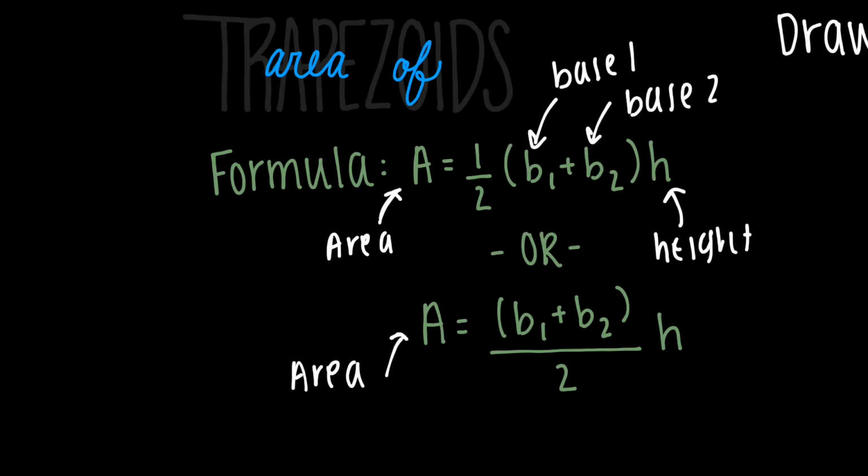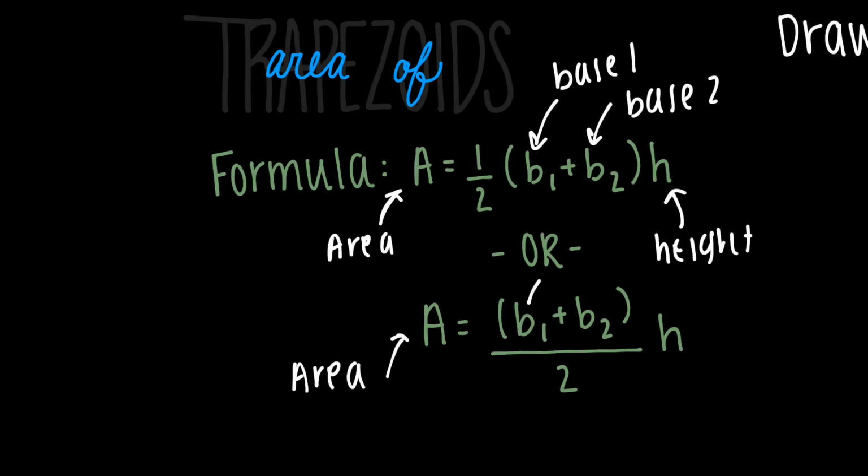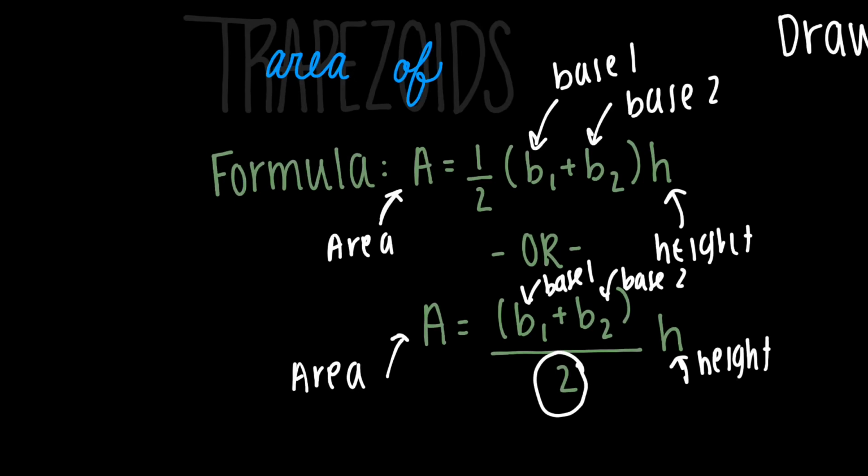Now the alternate formula I gave you: area is equal to, and you take the 2 bases, base 1 and base 2 still. So base 1, base 2, and you add the bases together, you divide it by 2, and whatever that gives you, you then go and multiply it by the height. Both formulas will give you the same answer, it's just what you prefer to use.